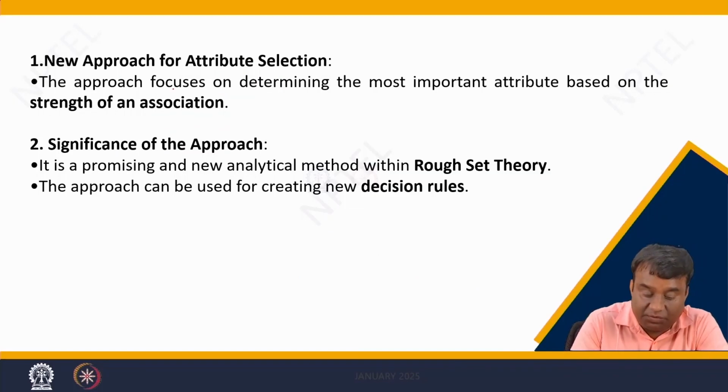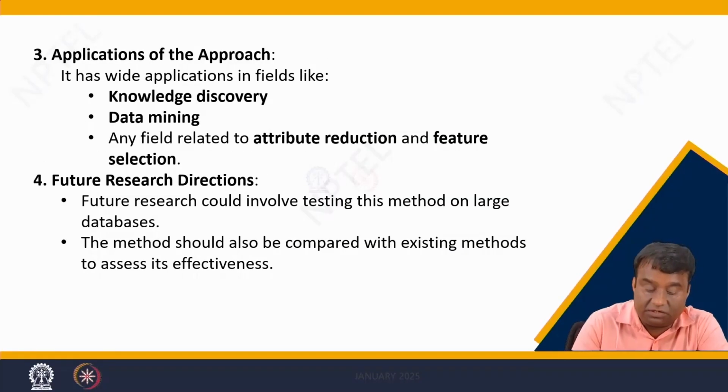So this approach focuses on determining the most important attribute based on the strength of an association. Significance of the approach: it is a promising and new analytical method within rough set theory. The approach can be used for creating new decision rules. Application of the approach: it has a wide application field like knowledge discovery, data mining, any field related to attribute reduction and feature selection. Future research could involve testing this method on large databases. This method should also be compared with existing methods to assess its effectiveness.